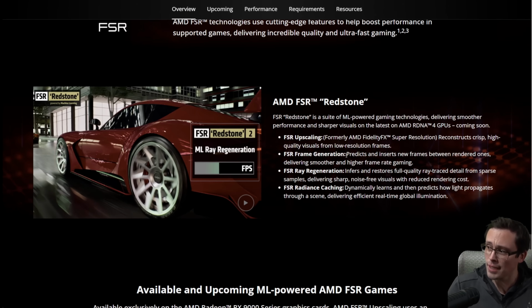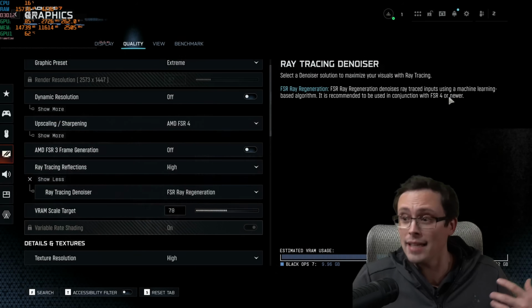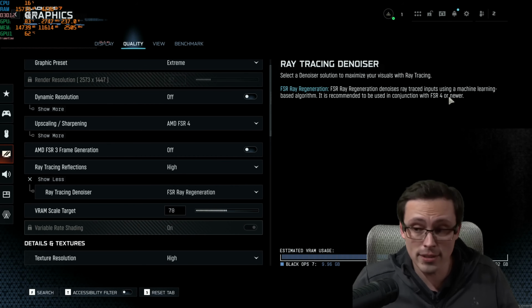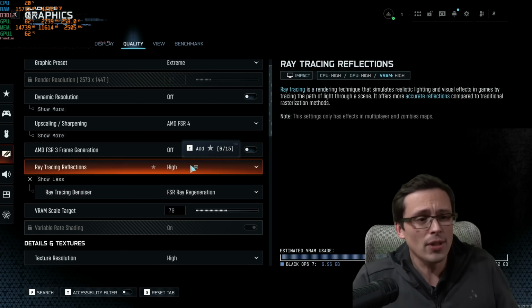Keep in mind, they're also promising a frame generation, which is going to be machine learning based, as opposed to, I think, their current one, which I think is more just an algorithmic one. And then they're also promising FSR radiance caching, which dynamically learns and then predicts how light propagates through a scene, delivering efficient real-time global illumination. So in other words, it's kind of neural radiance caching. Anyway, today is not the full release of FSR Redstone, but we are getting access to the Ray Regeneration denoiser. So how are we going to test it out in this video?